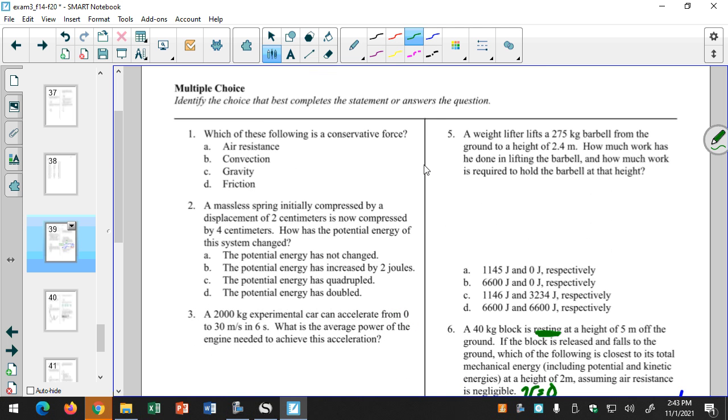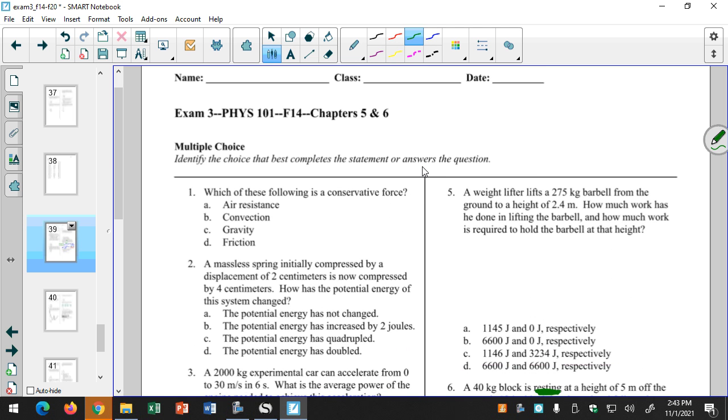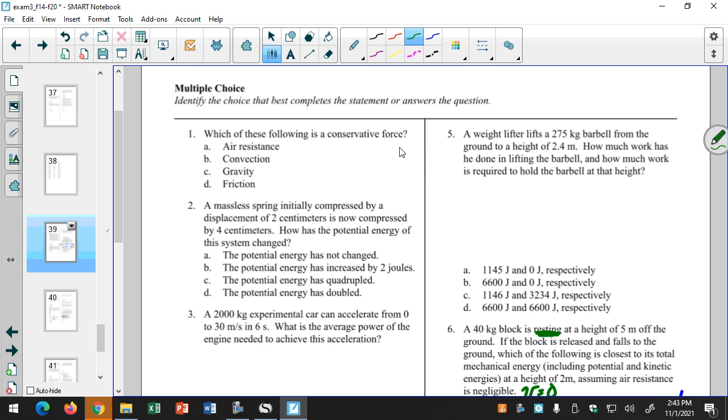Let's look at some of these conceptual questions. We're in fall 14, so let's just sort of review some of these ideas. I know that hopefully you're good at the math problems, but half the quiz is going to be conceptual problems, so don't neglect those.